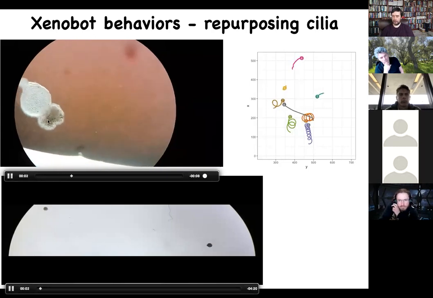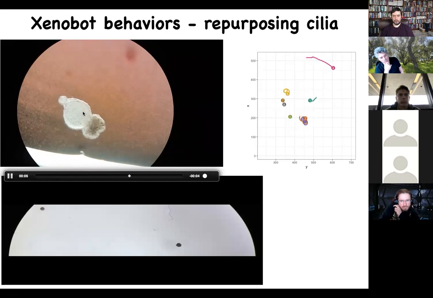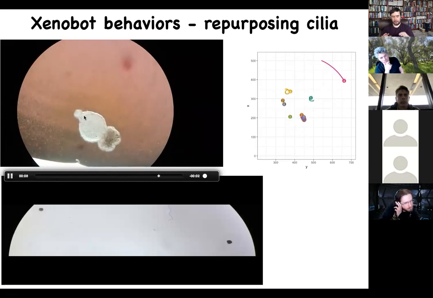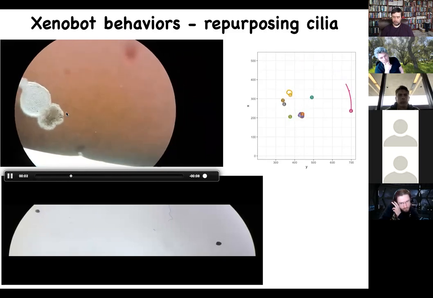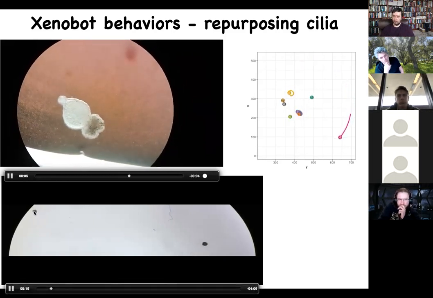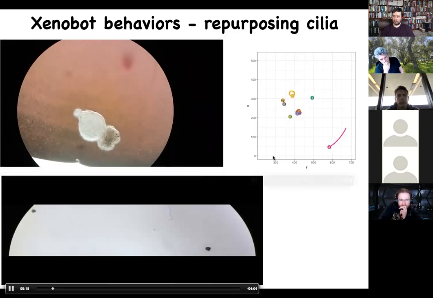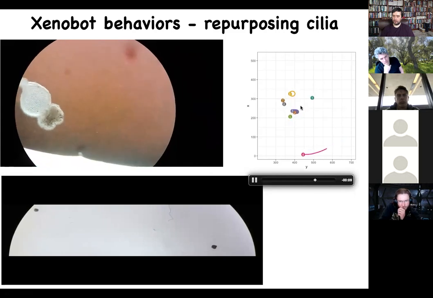We call it a xenobot because it's a biobot made of Xenopus laevis cells. It uses the little hairs that normally these cells use to redistribute mucus on the surface of the frog. It uses them to swim now, to row against the environment. And they can go in circles, they can sort of patrol back and forth. Here's some tracking data showing different behaviors of these guys.